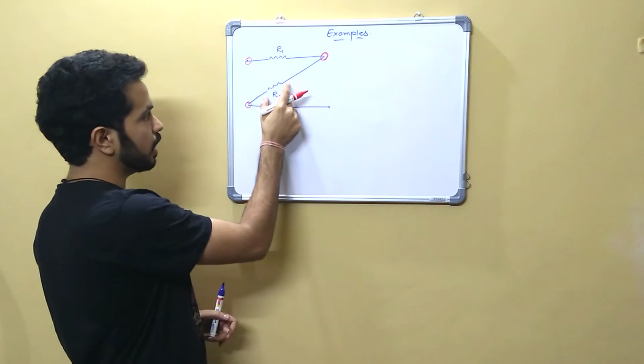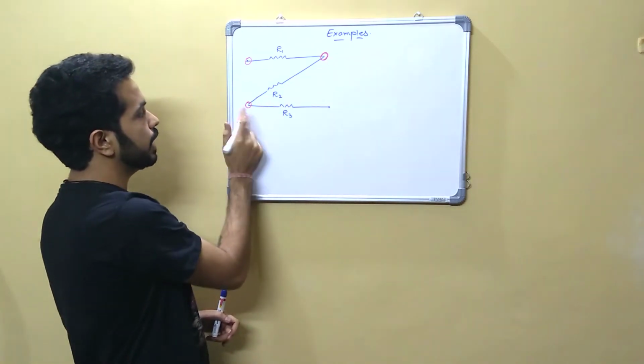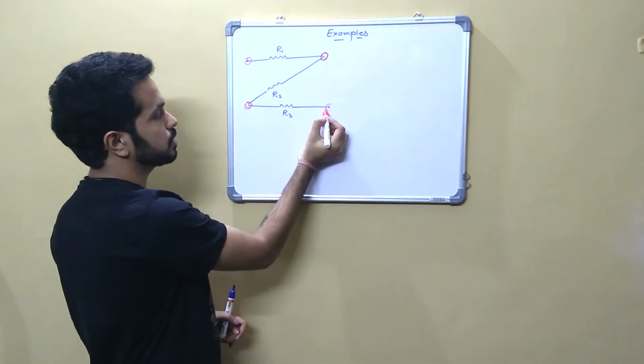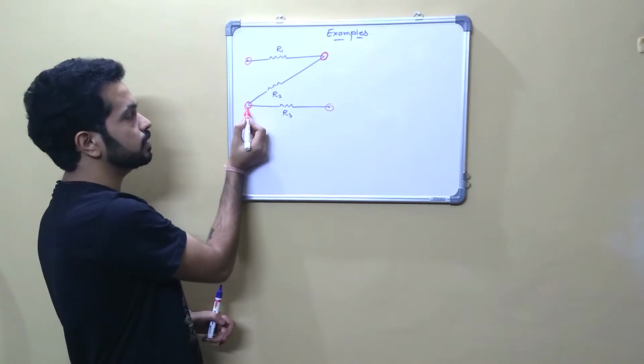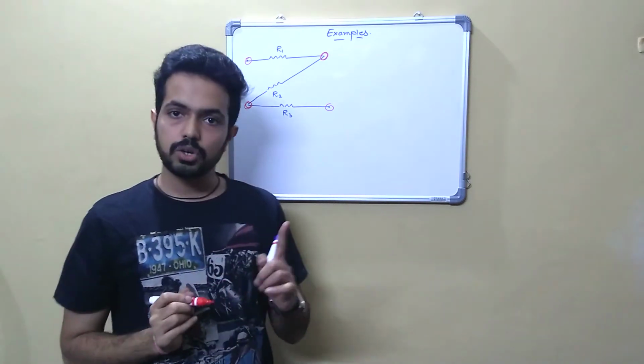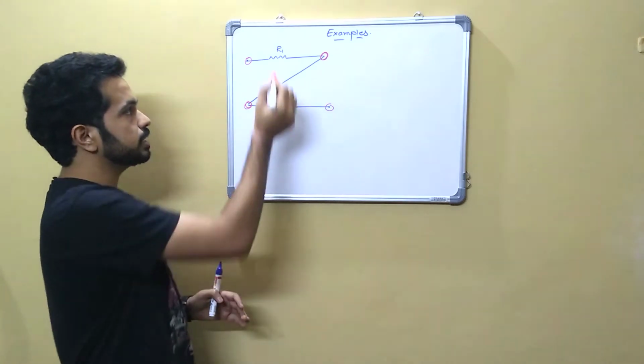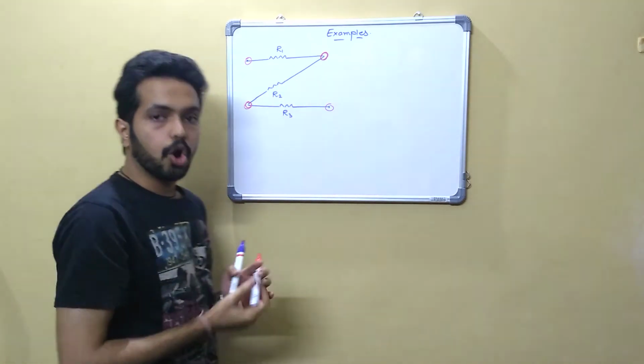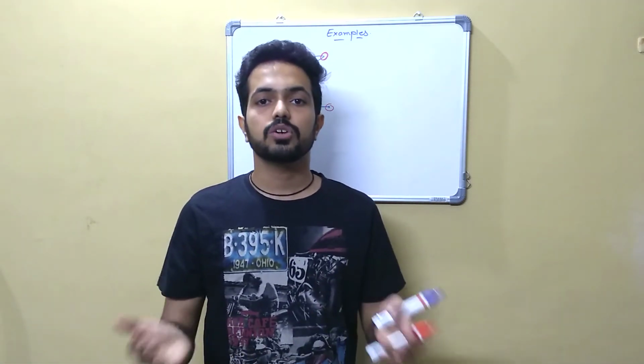Similarly, R2 has these 2 terminals and R3 has these 2 terminals. You can say R2 and R3 again have only one common terminal. So in other words, R1, R2 and R3, all 3 are connected in series combination.